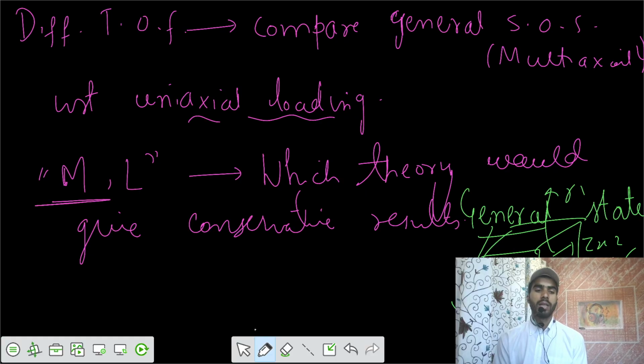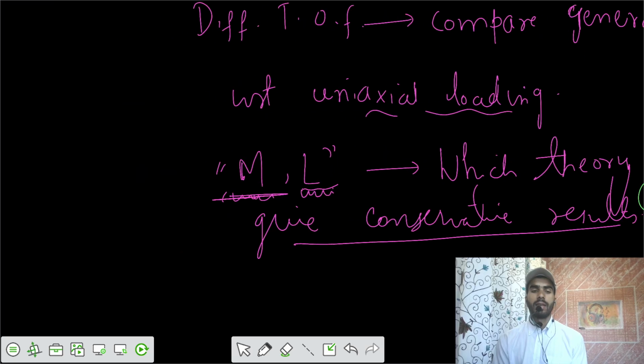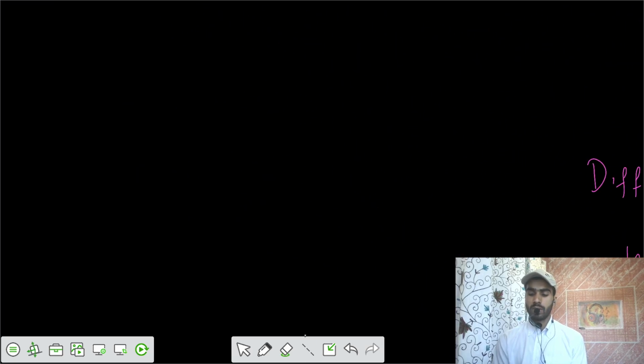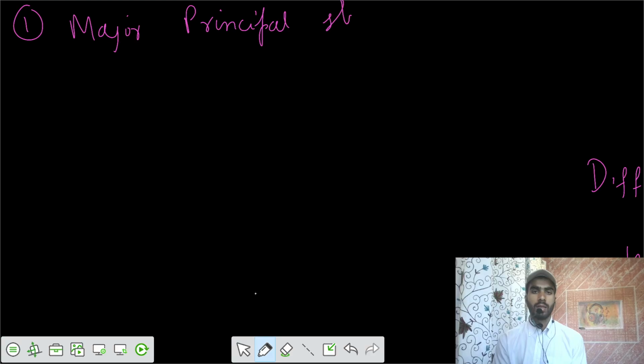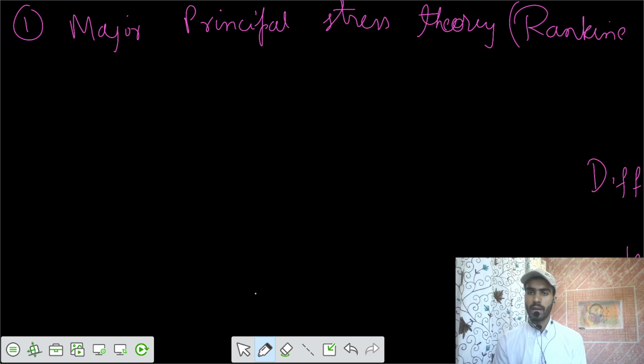So by selecting a material, say ductile or brittle, and loading, say any sort of loading, we ask which theory would give you the best, most conservative results, such that your design is safe. Now we have different theories. The first theory is the major principal stress theory. We also call it the Rankine theory, or Lamé's theory.